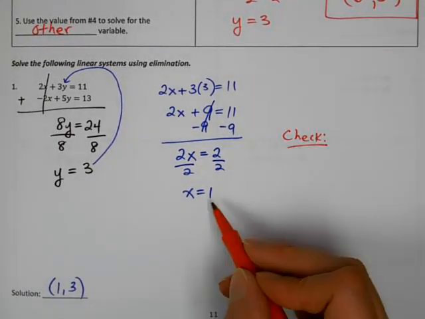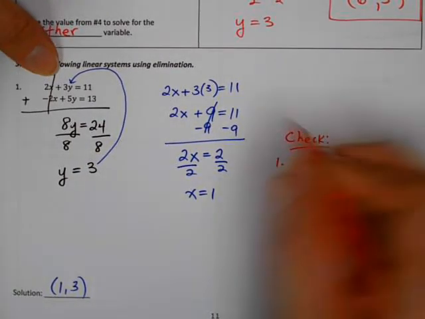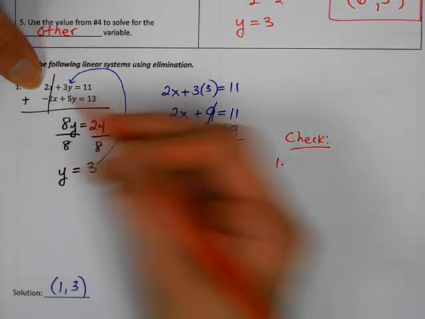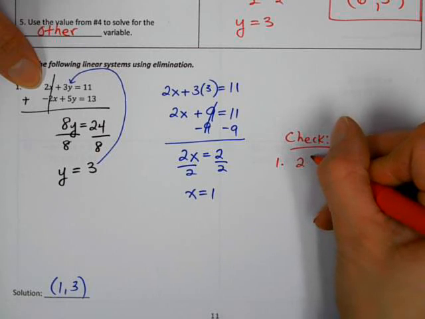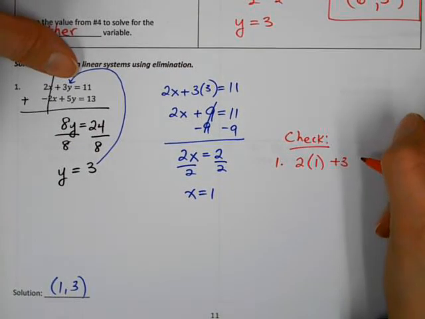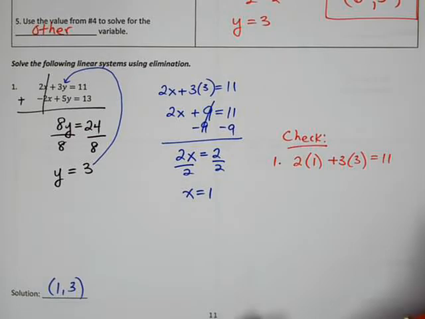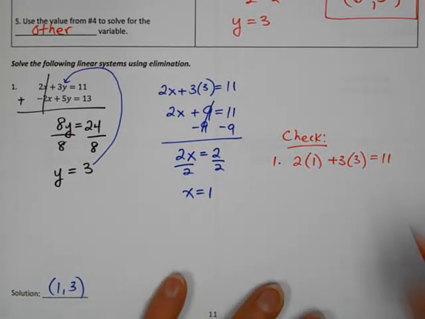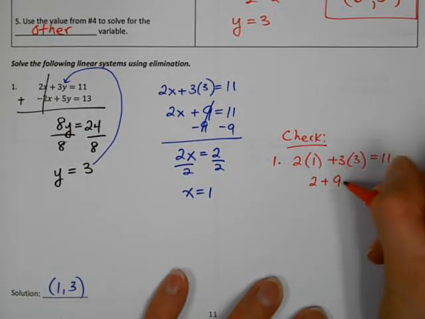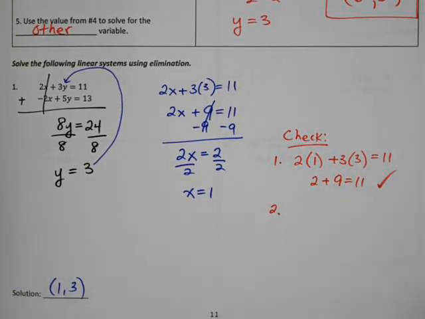I'm going to take the numbers 1 and 3 and plug them into the equation just to make sure. Okay, first equation, 2x plus 3y. That's going to be 2 times the number 1 plus 3 times the number 3 equals 11. Does that indeed work? Does 2 plus 9 equal 11? Yes. Okay, but it has to work in both, remember?